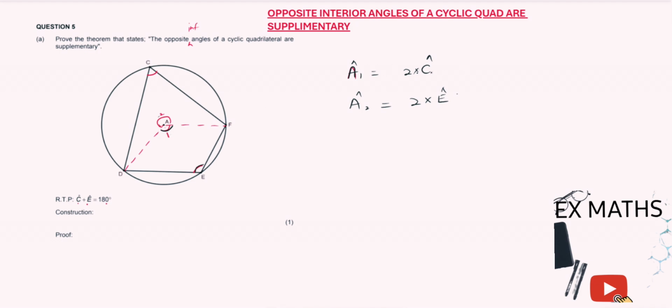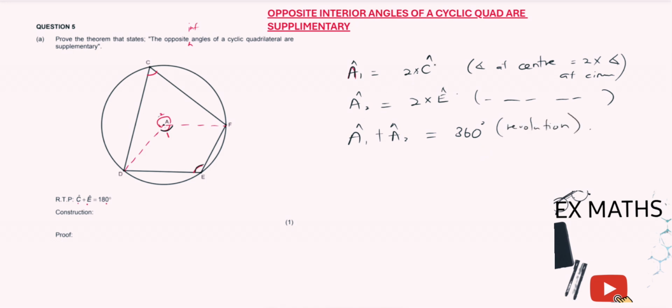Let me add the reasons for this one. For the first one, A1 and A2, the theorem that we use is that the angle at the center is equal to 2 times the angle at the circumference. Same with this one, we apply the same theorem. So we are saying A1 plus A2 add up to 360 degrees. This is because they are angles at a point, a revolution. But we have defined that A1 is 2C plus A2 is 2E. This is equal to 360 degrees.